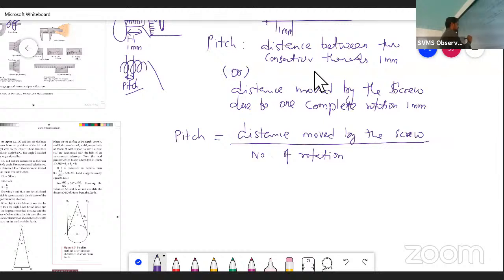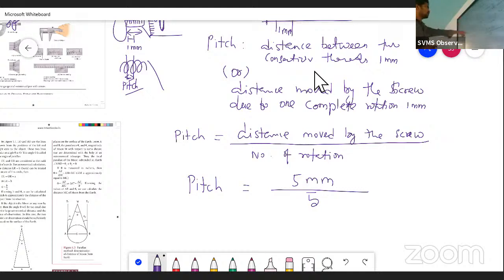For example, the head scale is rotated 5 times. Number of rotations is 5. Distance moved by the screw is 5 millimeter. So pitch is equal to 5 millimeter divided by 5, because the distance moved by the screw is 5 millimeter and the number of rotations in the circular scale, which means the head scale, is 5. That's why pitch is equal to 1 millimeter.